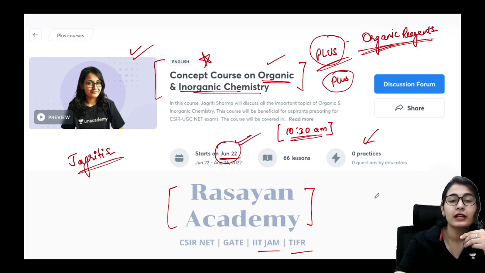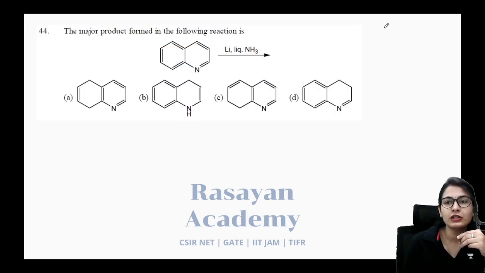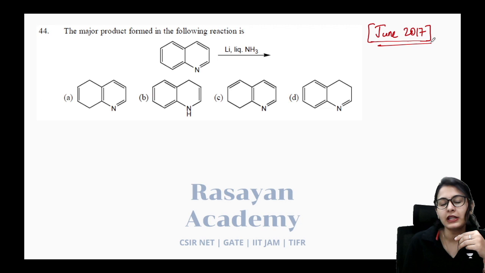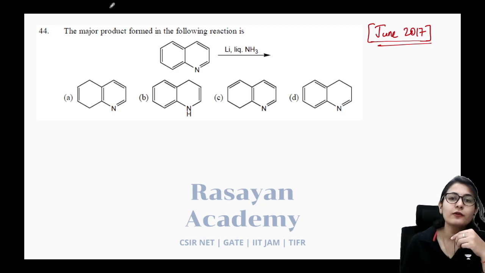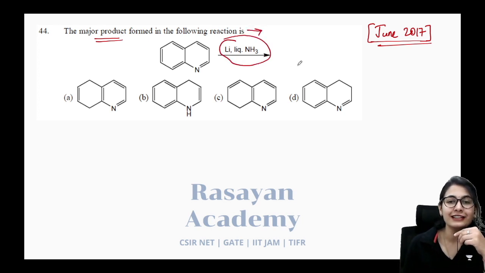Chalo guys, moving onwards to the questions. We are practicing questions from the June 2017 paper, and once we complete these, we will be looking at questions from the December 2017 paper also. The first question on the name reaction series is: the major product formed in the following reaction is. Just looking at the reagent, you are able to identify this name reaction, isn't it? This is Birch reduction, lithium and liquid ammonia.